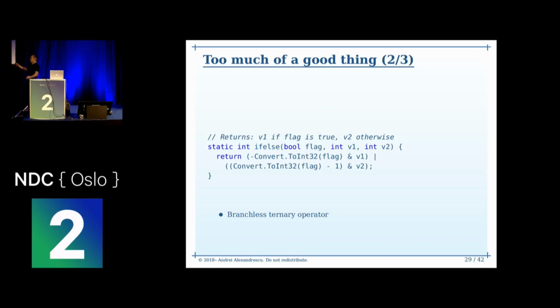If flag is 0, the first line here is going to take 0 minus 0. This whole thing evaluates to 0, right? But the second thing goes from int 0, 0 minus 1 is minus 1, and that ANDed with v2 is going to give you v2, so you get the second value. If the flag is 1, the first line works just like before, and the second line is going to be 1 minus 1, 0, and you're done, right?